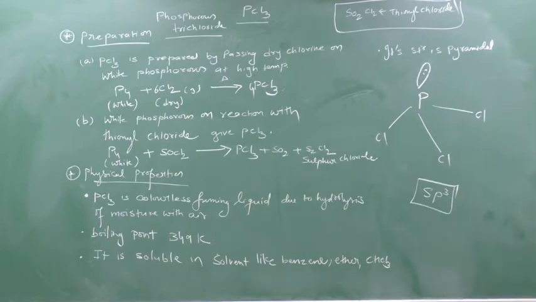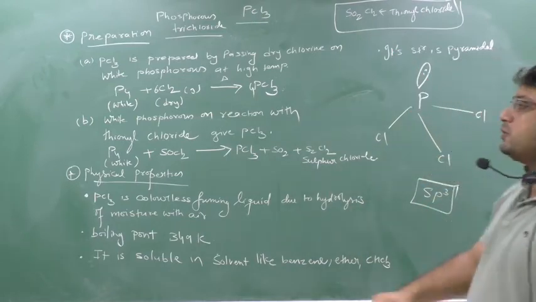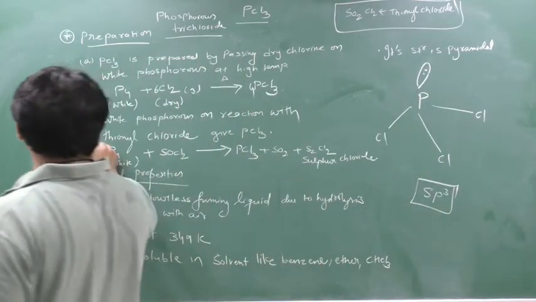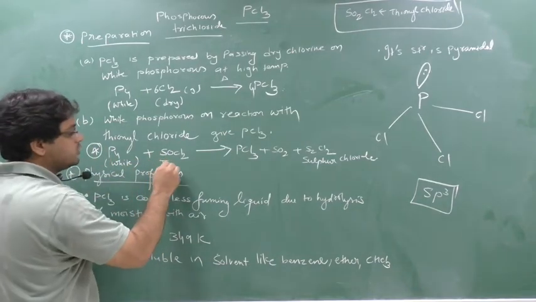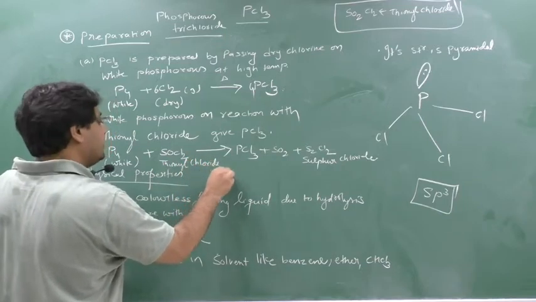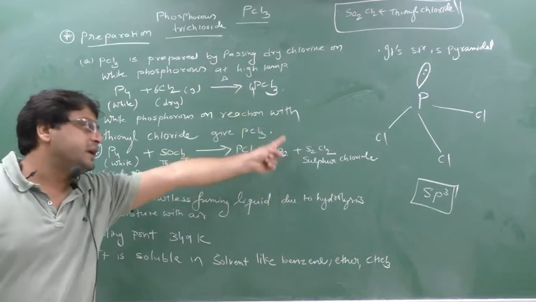Next preparation is that white phosphorus will react with thionyl chloride. And I told you what thionyl chloride means, SOCl2 is thionyl chloride. So white phosphorus on reaction with thionyl chloride will yield what? PCl3. But the reaction with thionyl chloride will yield two extra products. Those products are very important. First, P4 will react with SOCl2, also known as thionyl chloride. Clear? So you will obtain PCl3, you will obtain SO2, and you obtain S2Cl2.